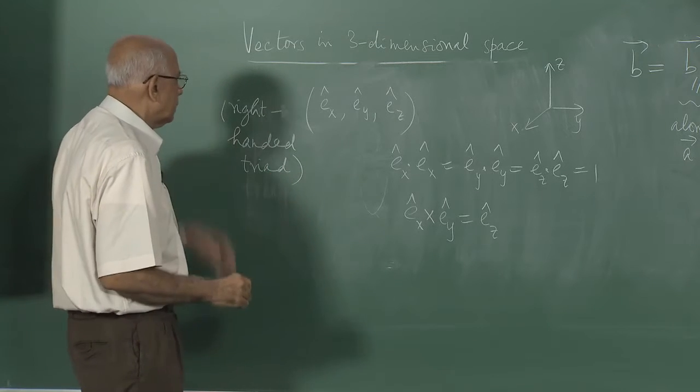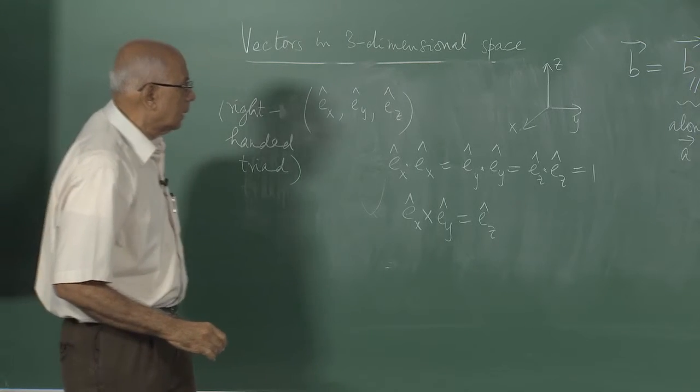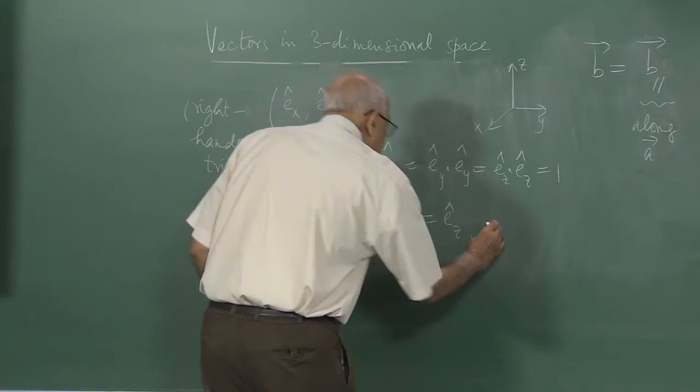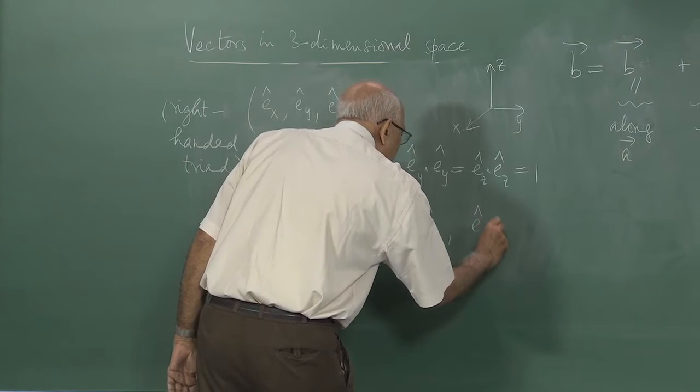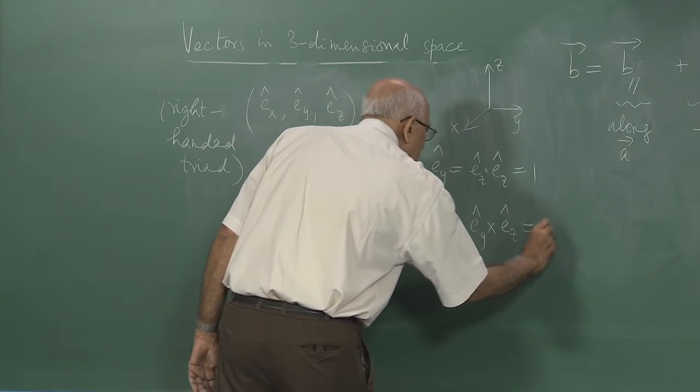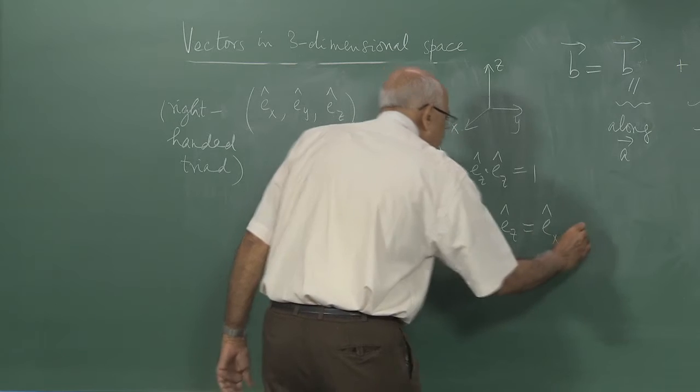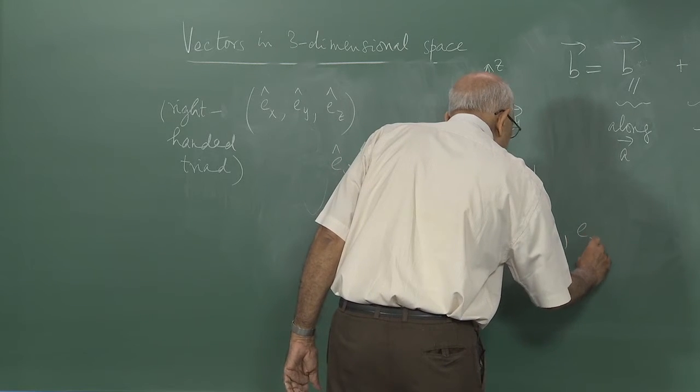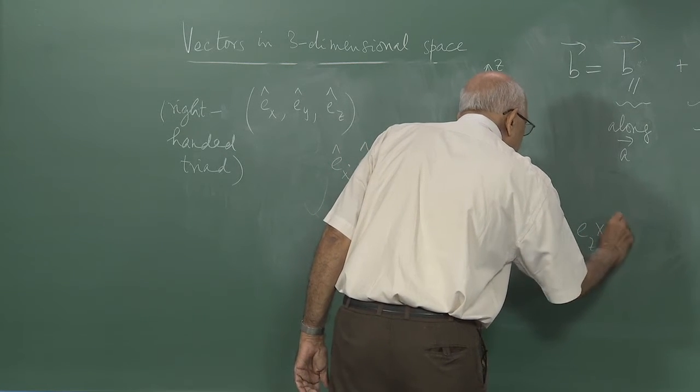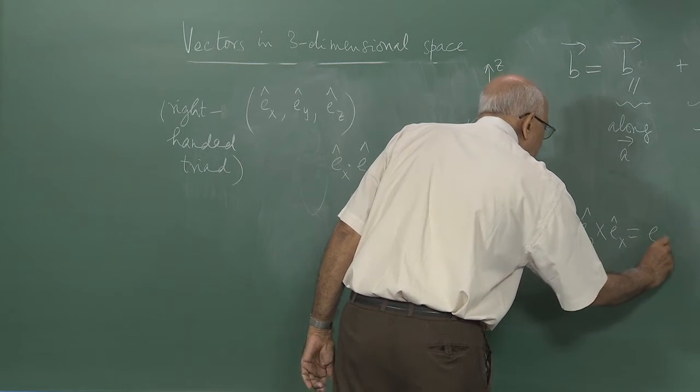of unit vectors, and so on. This is in cyclic permutation. Ey cross Ez equal to Ex and Ez cross Ex equal to Ey.